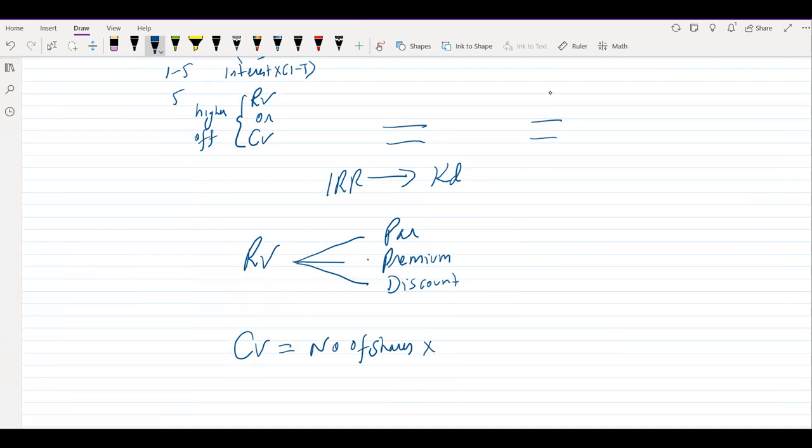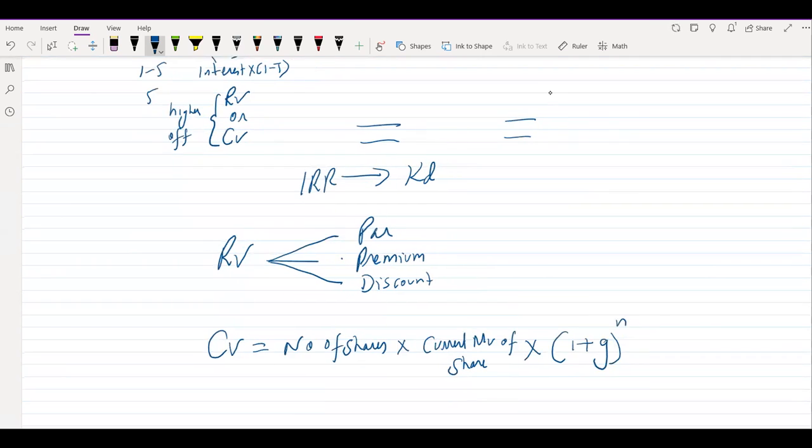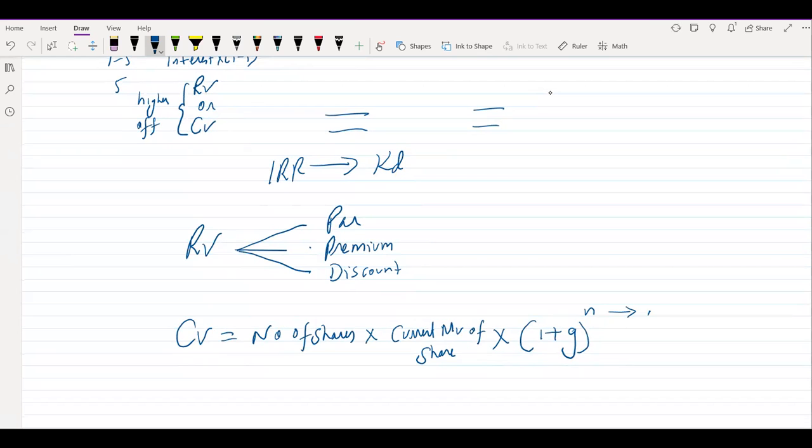So, but you do not have market value after 5 years. You have a market value now. Current market value of share. So what you will do, you will increase the market value with the estimated growth. Growth दी होगी, उस growth से तुम हर साल market value निकालोगे, हर साल market value को बढ़ाओगे. So what is n? Number of years in conversion.